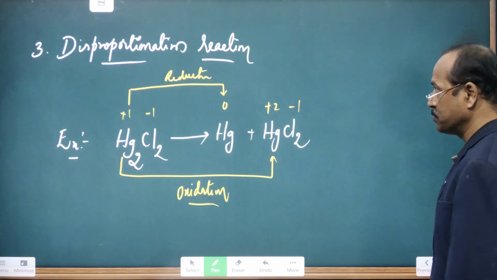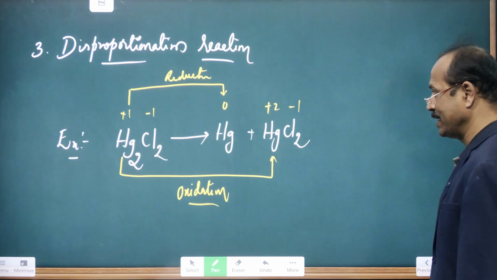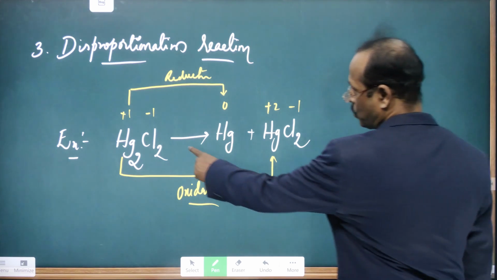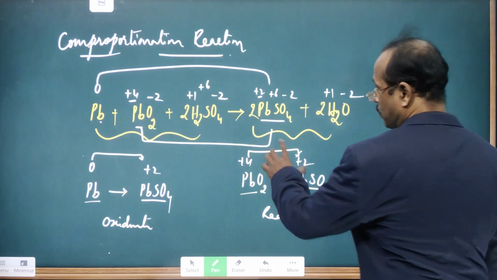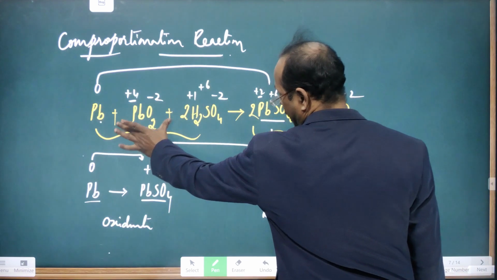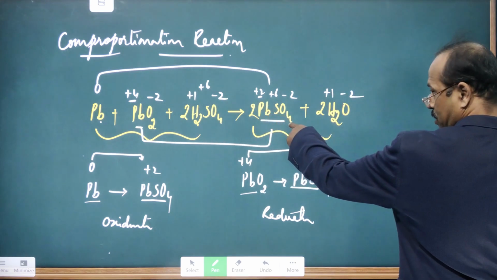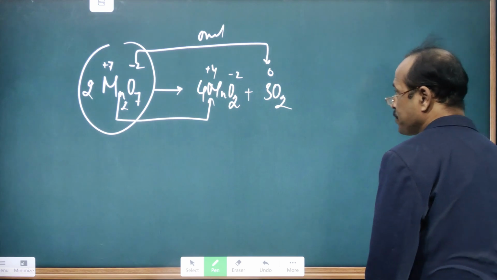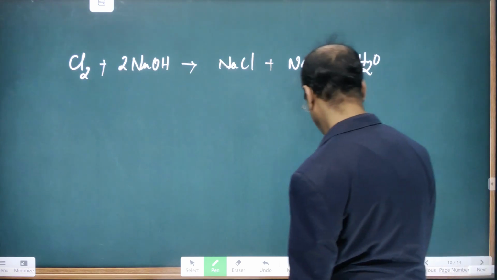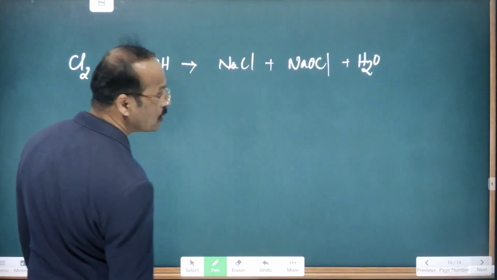In a disproportionation reaction, one element only undergoes both reduction and oxidation. And in the other, two different elements undergo oxidation or reduction. So now you compare these two.